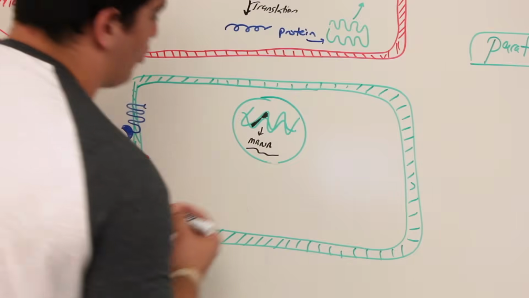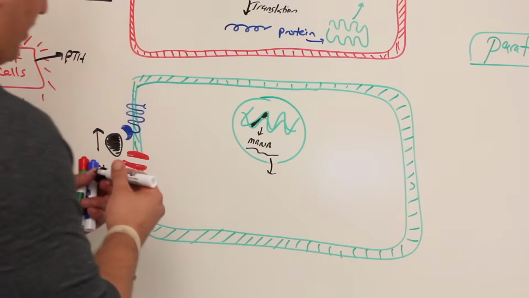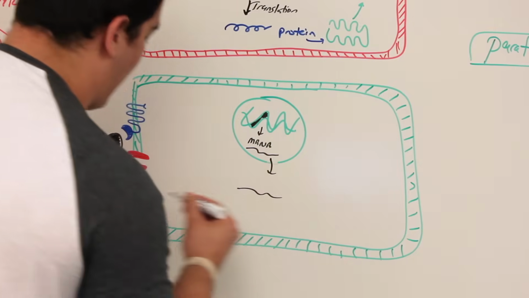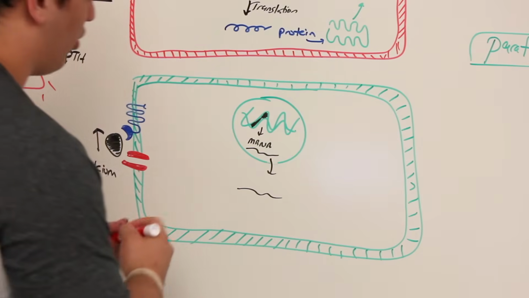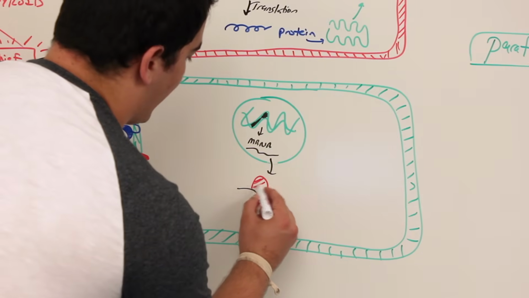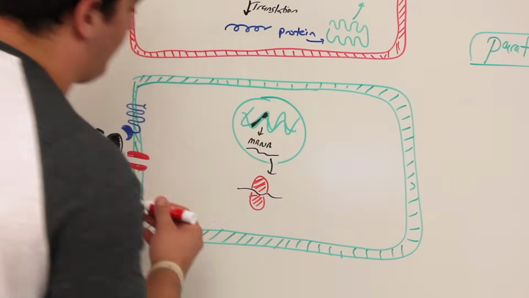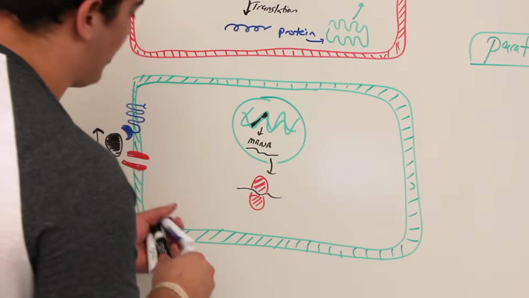So here's our mRNA strand. Then what? It comes out into the cytoplasm, and what does it actually interact with? It interacts with a ribosome. What does the ribosome do? It translates this actual mRNA. When it translates it, what does it do?